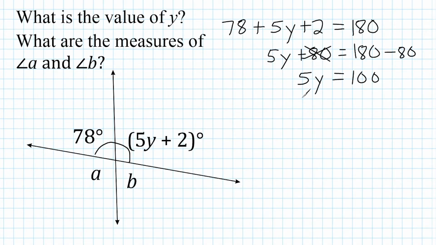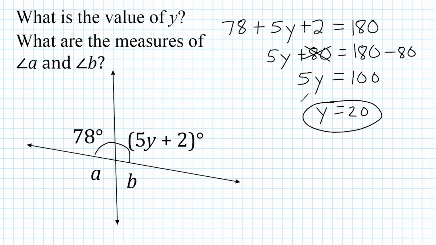Now all we have to do is divide both sides by 5, and we have our value of y, which is going to equal 20. Now notice with that step, I just did a little bit of mental math, because I know that 5 times 20 is 100. If you want to, you can divide both sides by 5 and show that work.